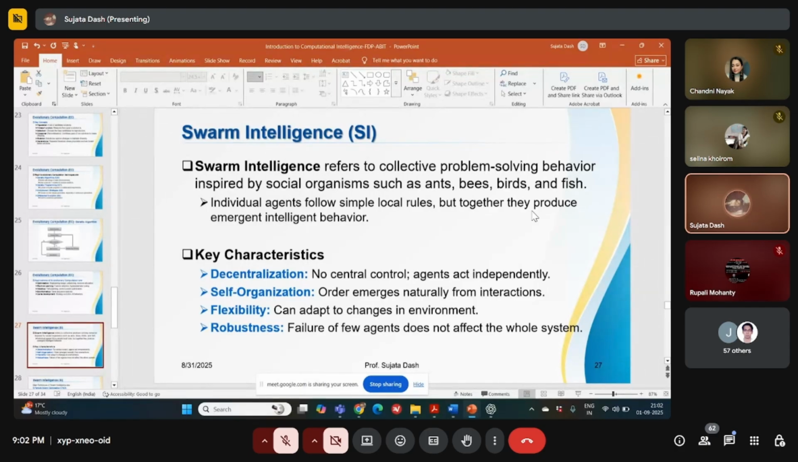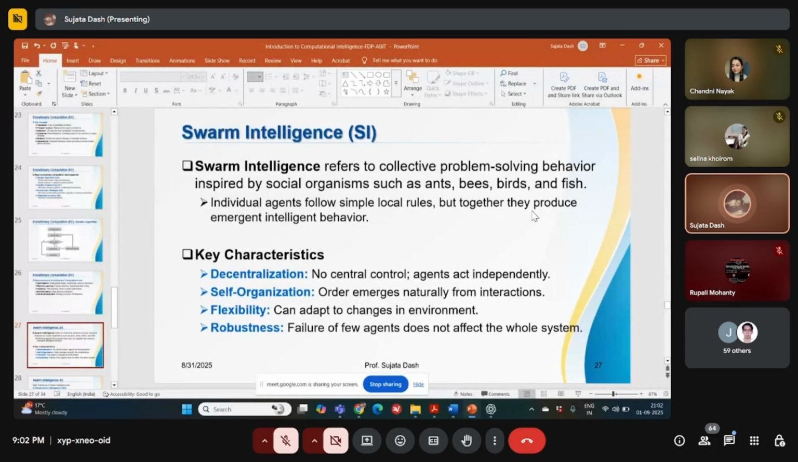And the strength of this evolutionary computation lies in solving problems which are very large, uncertain, or dynamic for conventional algorithms. And swarm intelligence, as I said, is inspired by the collective behavior of social organisms like ants, bees, birds, fish, and even human crowds.